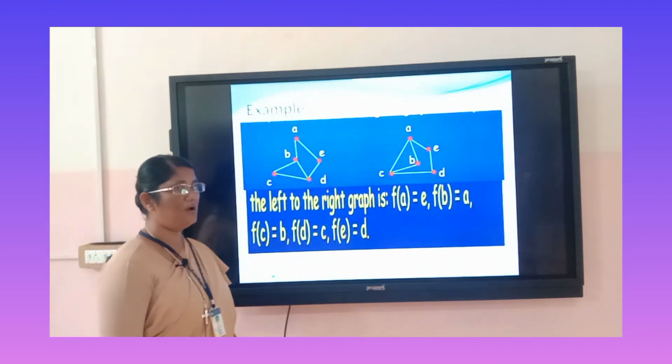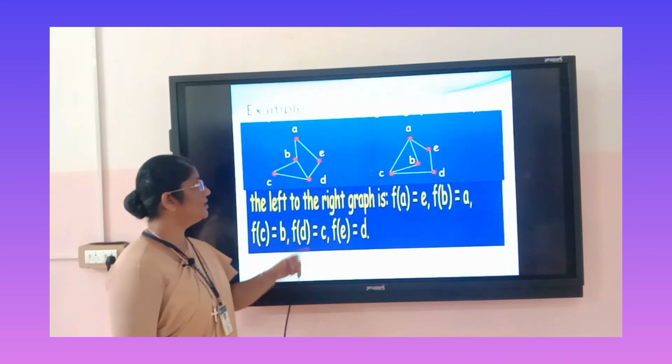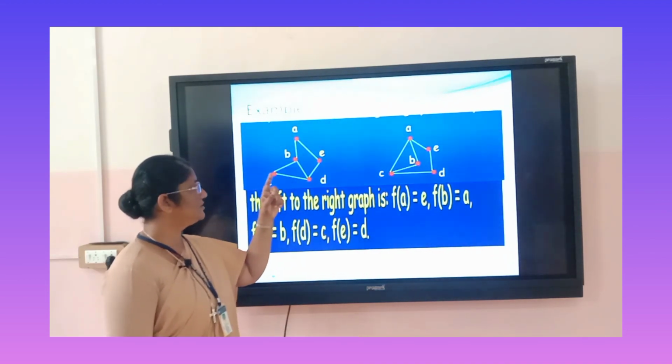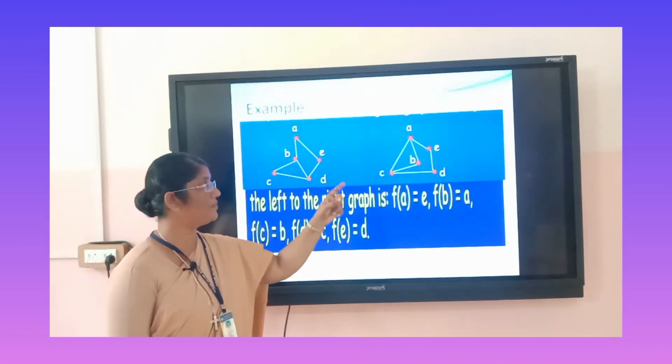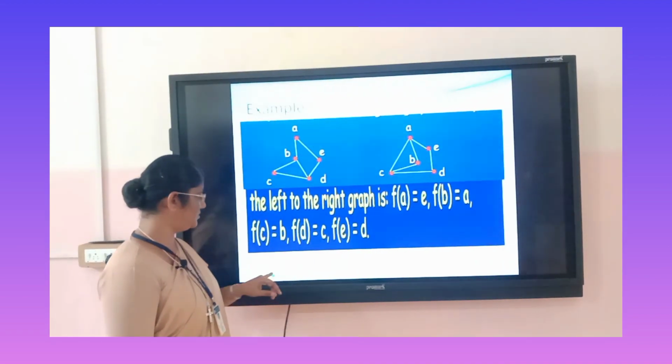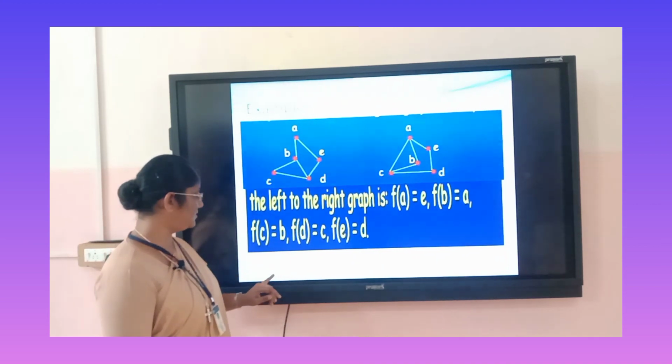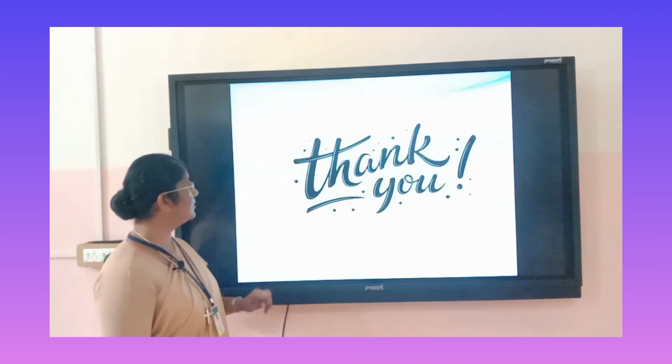This is an example for isomorphic graphs. There are two graphs, with the same number of vertices, the same number of edges, and the same degrees. This way we call these graphs isomorphic graphs.